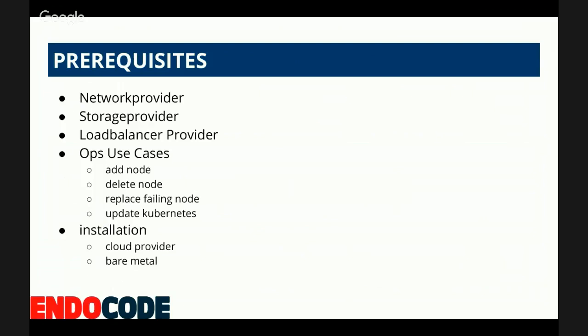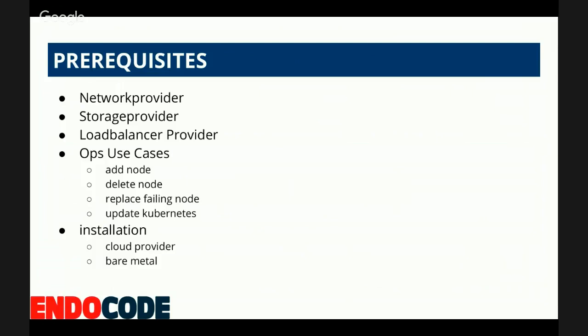What are the prerequisites for your Kubernetes cluster? So you need a network provider. Definitely you need a kind of network which is an overlay on top of the existing networks. You need a storage provider. You need a way to write your data to some persistent disk or over the network to an iSCSI or NFS or another shared device. You also need a load balancer provider if you need access from the outside to your services.